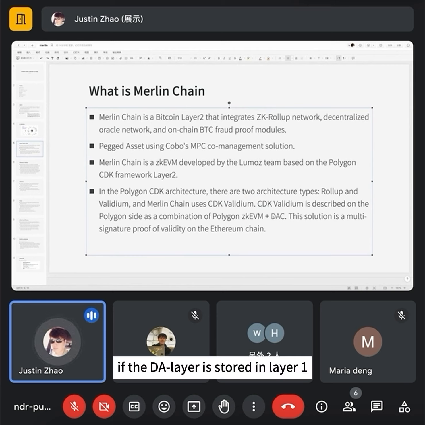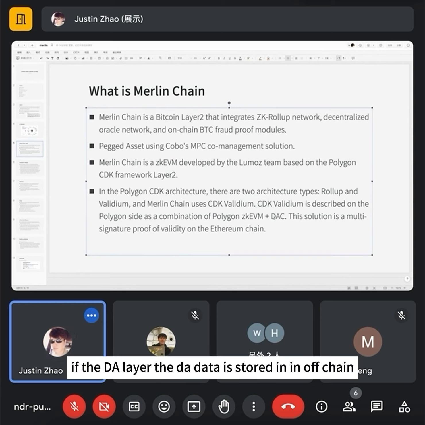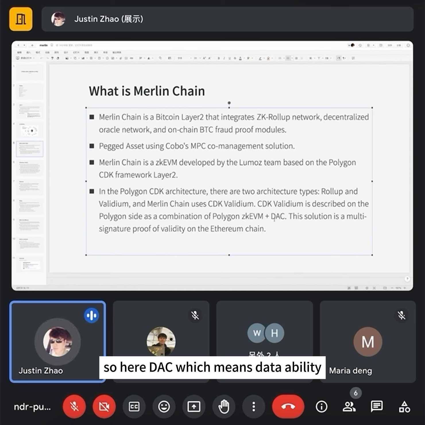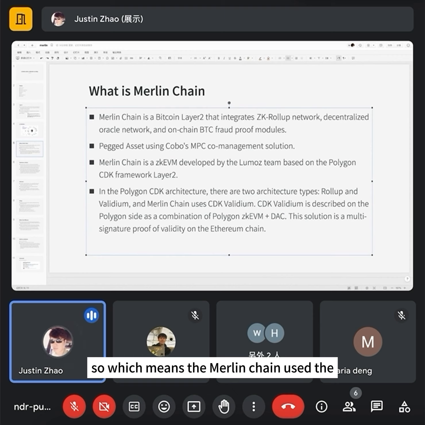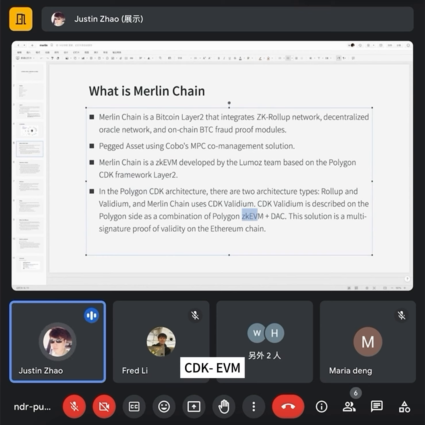If the DA data is stored in layer 1, it's called a rollup. If the DA data is stored off-chain, it's a Validium. Here, DAC means Data Availability Committee, which is off-chain storage. So the Merlin chain uses the Polygon CDK architecture, which means it's a ZK EVM plus the DAC architecture.